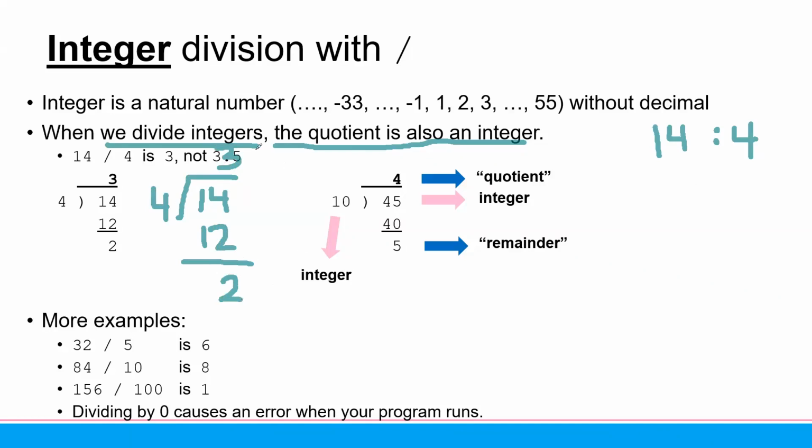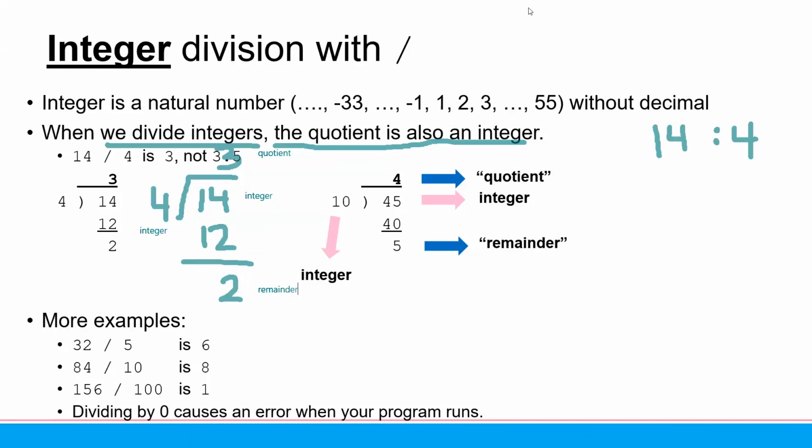Okay. We call this 3 the quotient. This is the result. And we have this integer value, and we divide with another integer value. And this one will be the remainder. Okay. When we have this integer division with the slash, we always get the integer value. The quotient is also an integer.